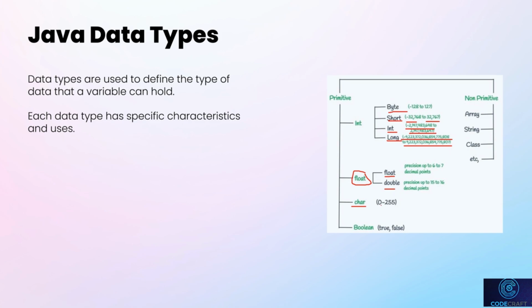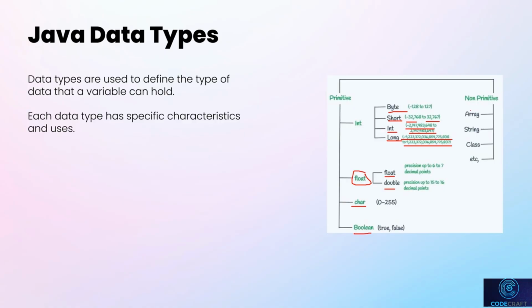Char. This data type stores single characters like letters or symbols using single quotes. The Boolean. This data type stores only two values, true or false, representing Boolean logic. In the next videos, we'll deep dive into these primitive data types.